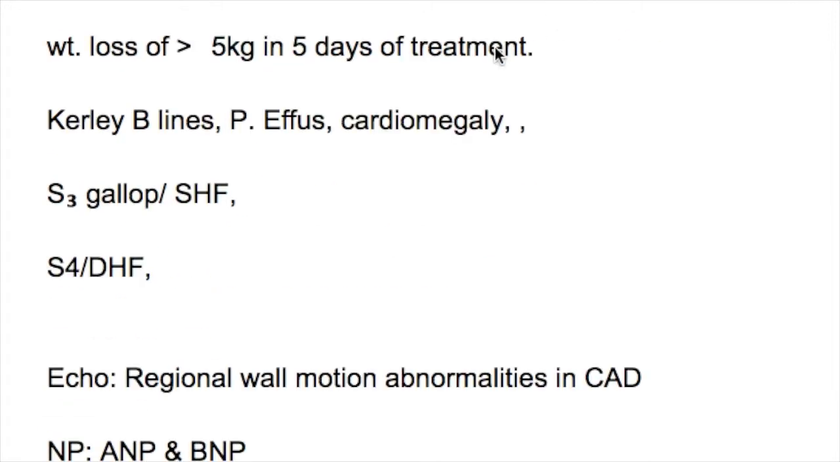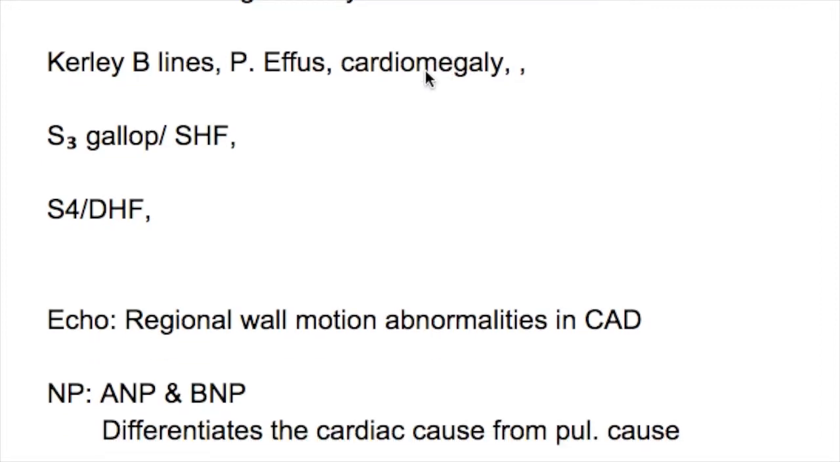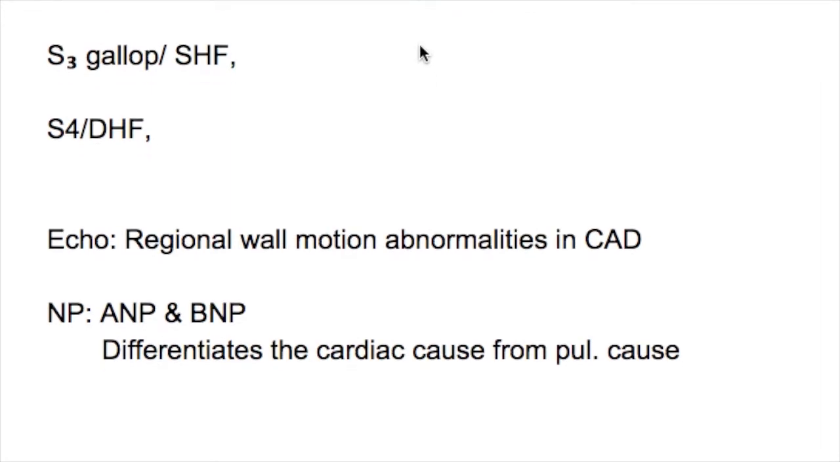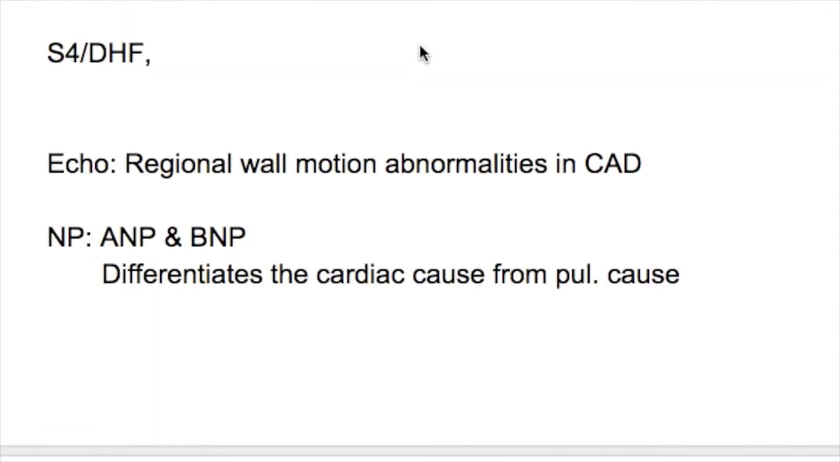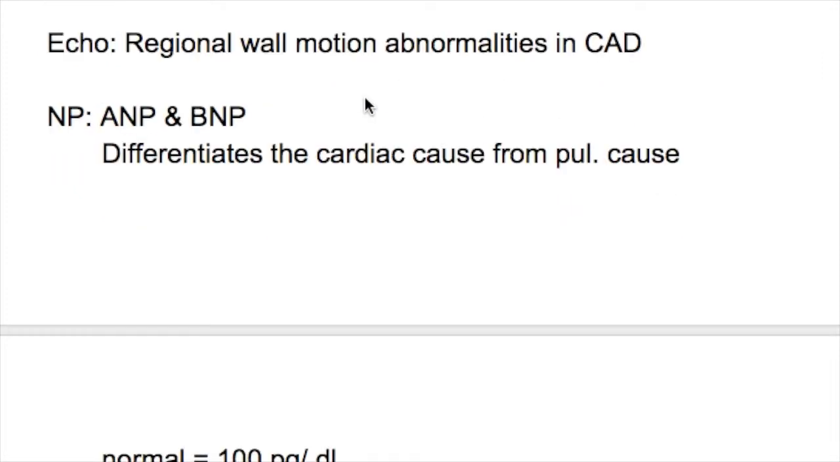What are the auscultatory findings in heart failure? The auscultatory finding in systolic heart failure is third heart sound, and in diastolic heart failure is the presence of fourth heart sound. What do you find in echocardiography in coronary artery disease? There are regional wall motion abnormalities in coronary artery disease.